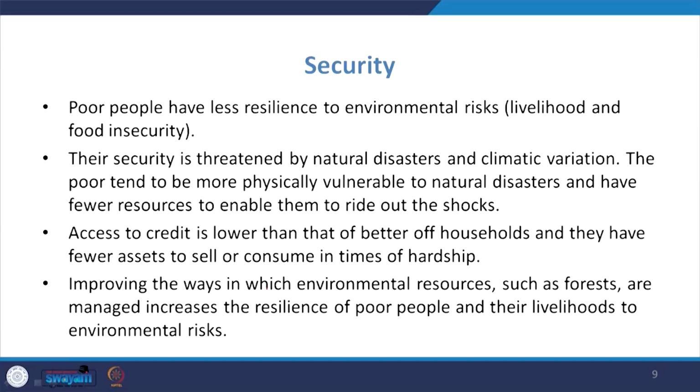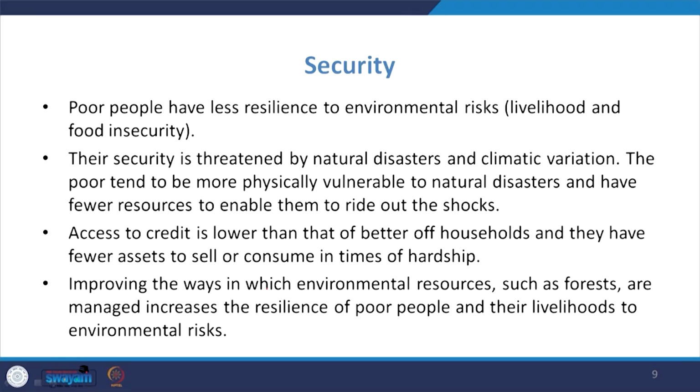Third dimension is security. Poor people have less resilience to environmental risk. They may have different kinds of risk. Risk may be associated with their livelihood or their food securities. So, there may be food insecurities or livelihood insecurities due to the adverse consequences of environment, like frequent floods, drought and other disasters that occur may affect the livelihood of poor people.